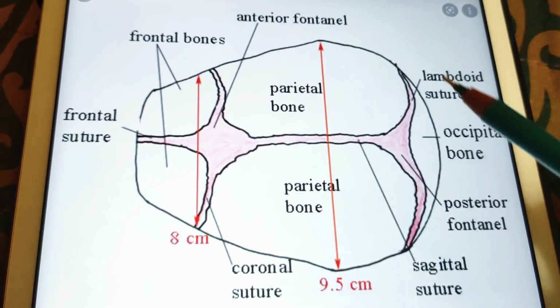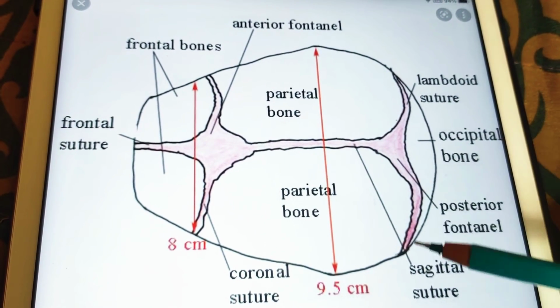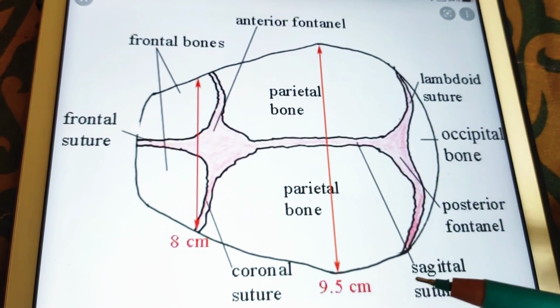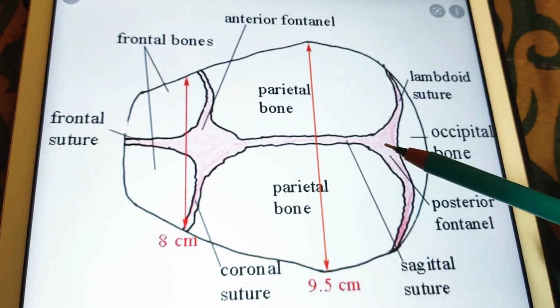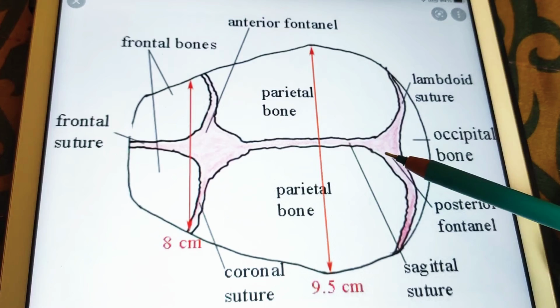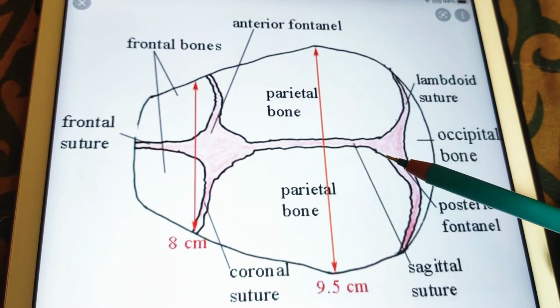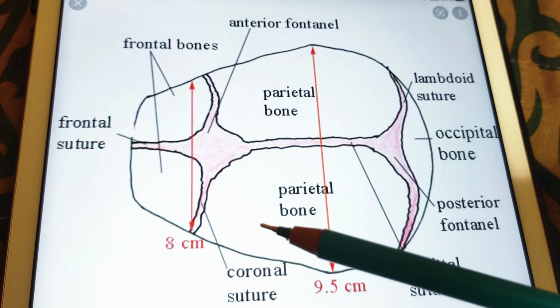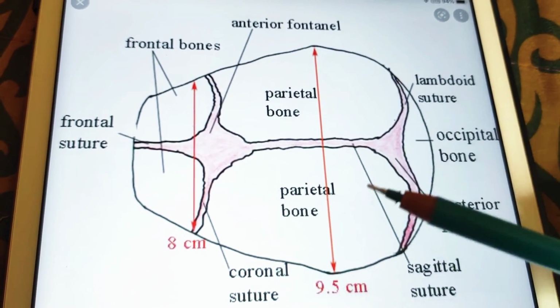Next we have the mastoid fontanelle. That will be somewhat lower, you can't see it in this diagram, and the mastoid fontanelle closes by 12 months, whereas the posterior fontanelle, or lambda, closes by 2 to 3 months. And there is also the sphenoid fontanelle, near the sphenoid bone, which closes by 2 to 3 months.